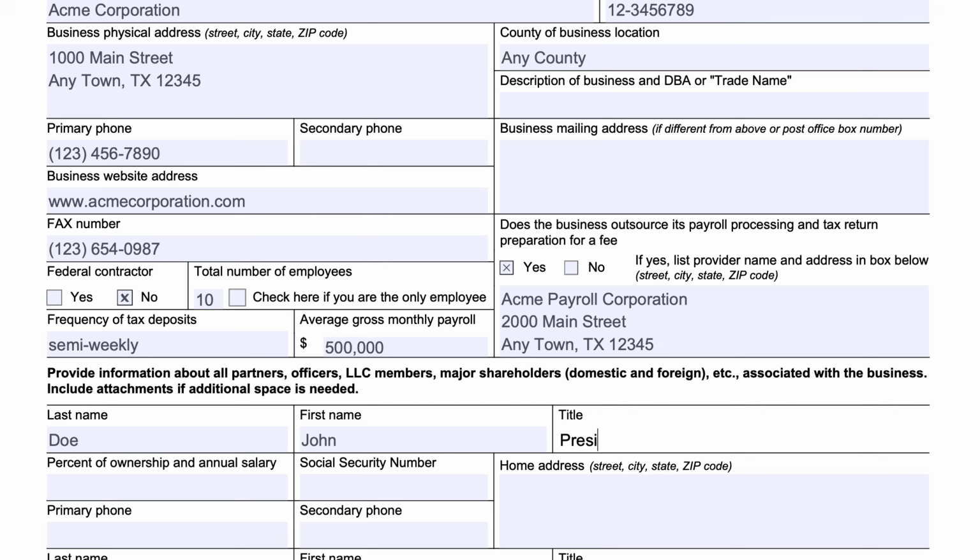John Doe is the president and he owns 60%, and his annual salary is $120,000. His social security number is easy to remember because it's the same as the employer identification number, which we all know would not really be the case.